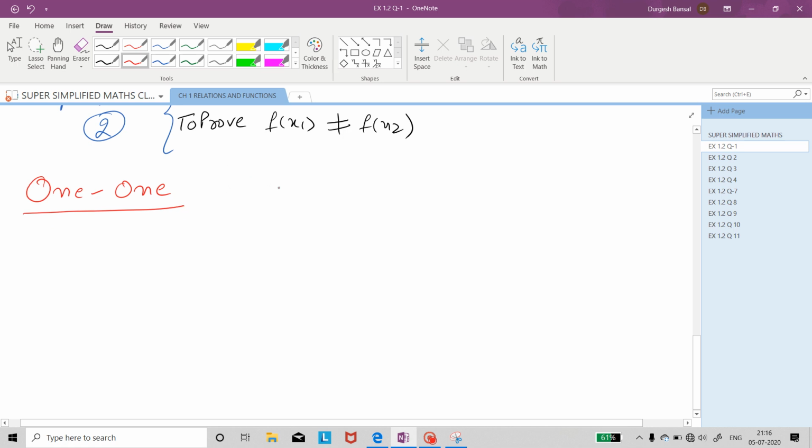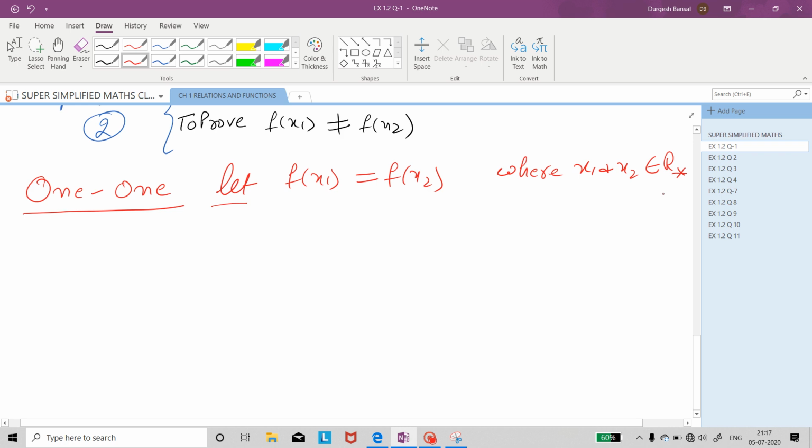Okay, so let me assume f(x1) is equal to f(x2), where x1 and x2 are any two non-zero real numbers. We don't know what type of numbers x1 and x2 are, but we only know we have assumed that their images are the same.